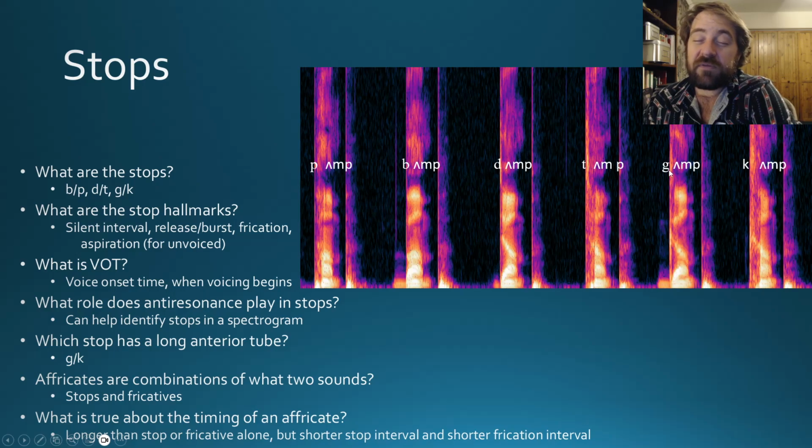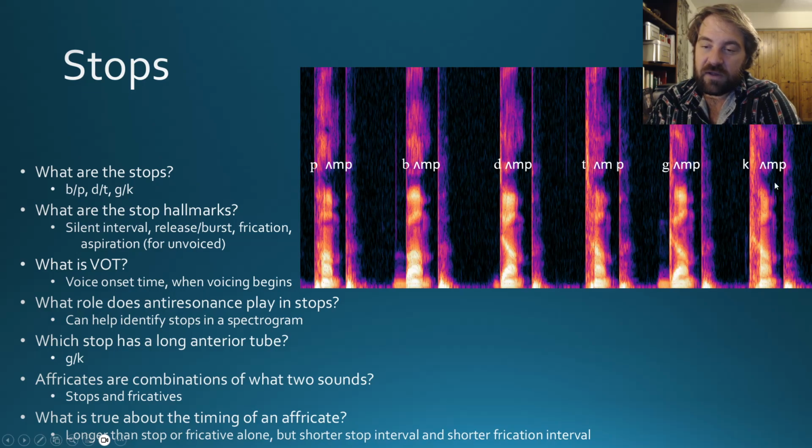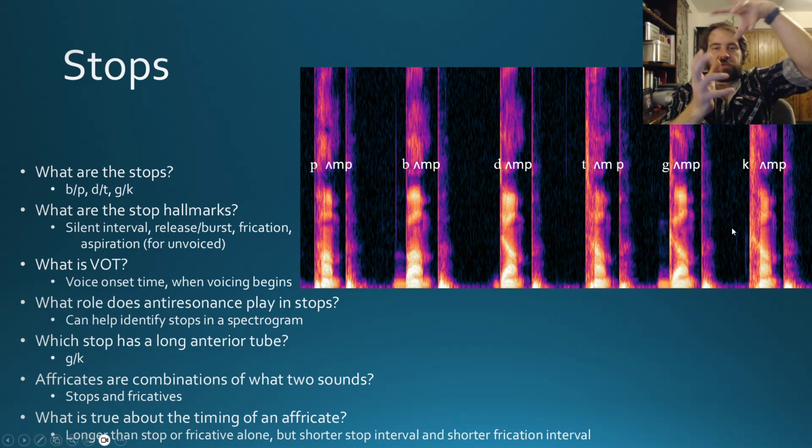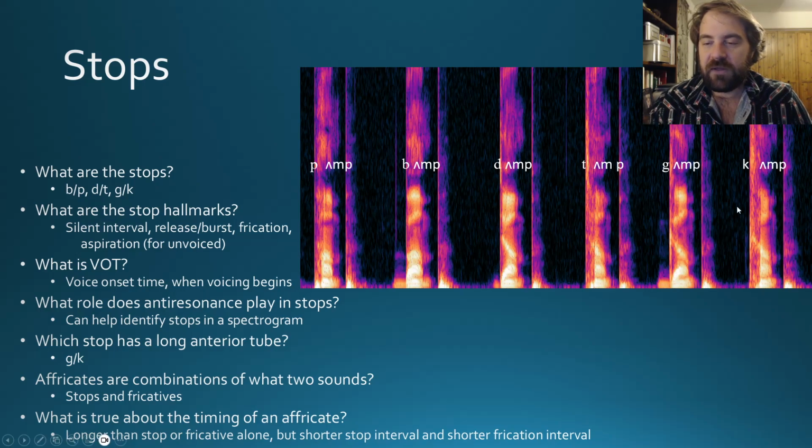And then looking at the difference between gump and cump, we see that gump, of course, has the voicing bar. You see the two bands of energy, low and mid. And for k, you see again low and mid energy, where the energy is trapped in the burst.